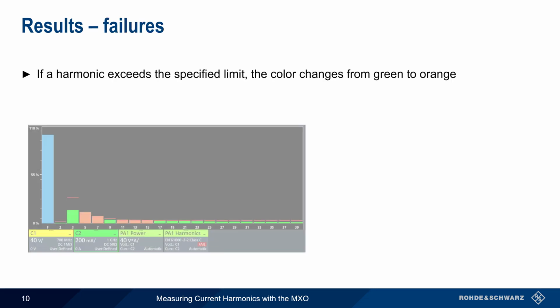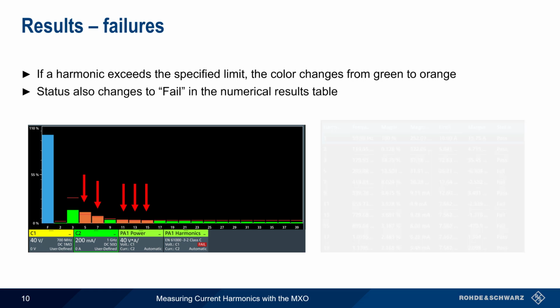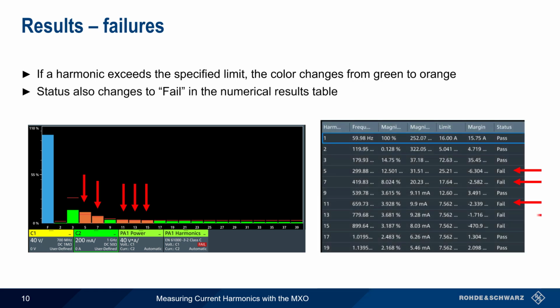In the case where a harmonic exceeds the limit specified by the standard, the color of the bar will change from green to orange, as shown here. The status for each harmonic that exceeds the limit will also change to fail in the numerical results table, and the margin value will change to negative, showing the amount by which the limit was violated.